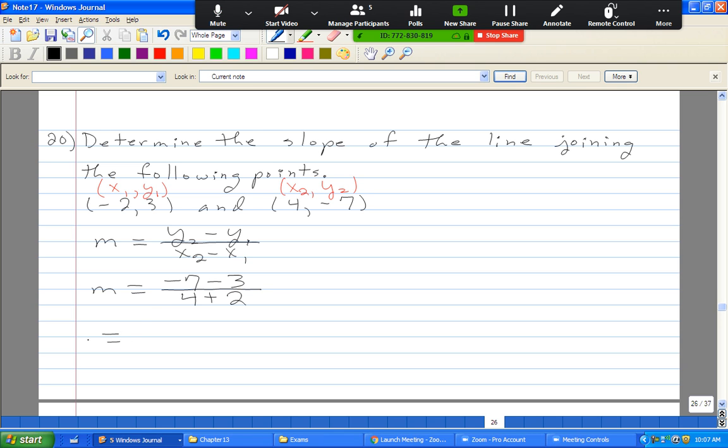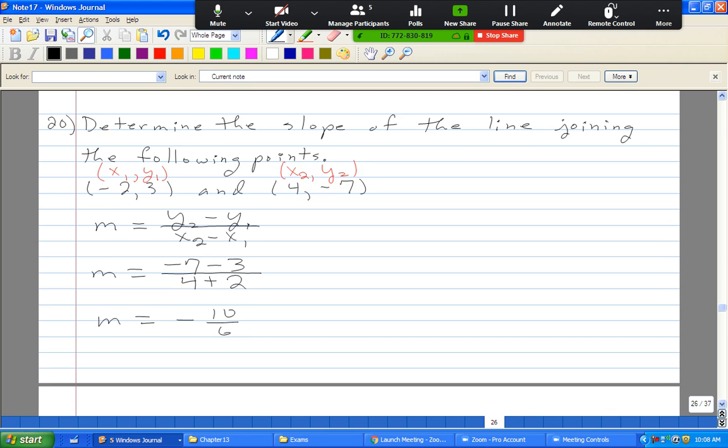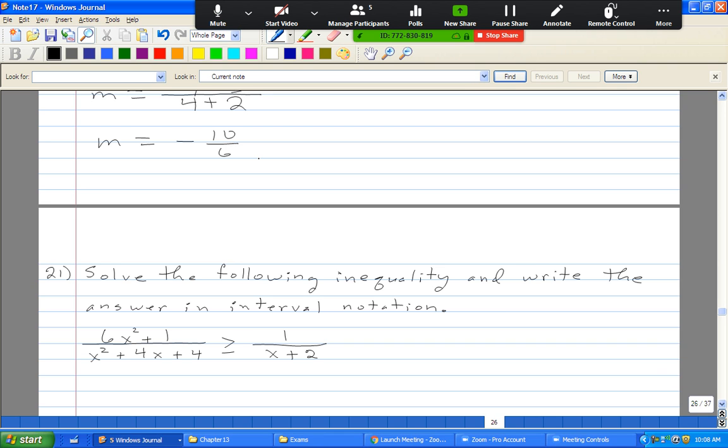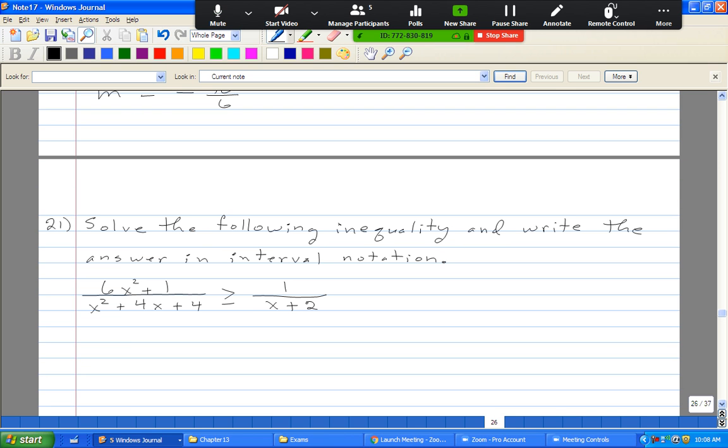And so I get a negative 10 over 6, which I can reduce to a negative 5 over 3. Maybe I should, well, I guess I'll have to write it down here. I don't have enough room. Well, m equals a negative 5 over 3. And that is your answer. I'll just squeeze it in right there. Okay, let me do problem number 21.